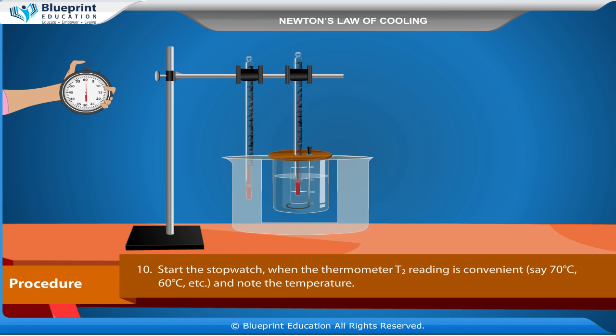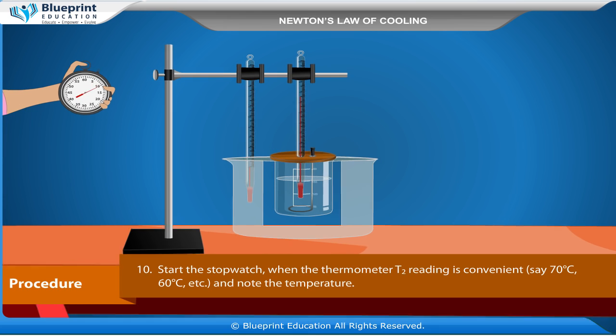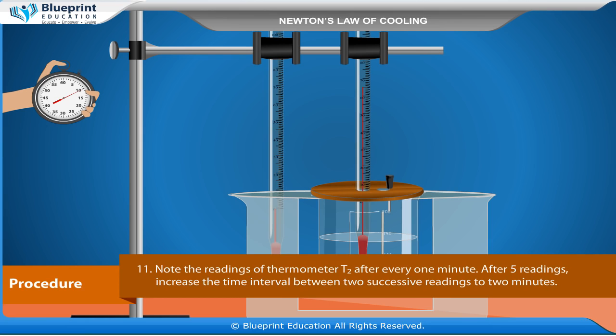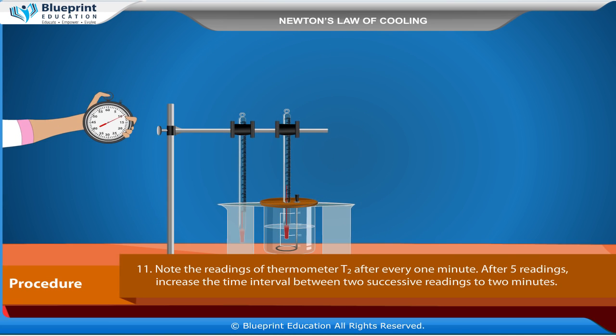Start the stopwatch when the thermometer T2 reading is convenient, say 70 degrees Celsius, 60 degrees Celsius, etc., and note the temperature. Note the readings of thermometer T2 after every 1 minute. After 5 readings, increase the time interval between 2 successive readings to 2 minutes.